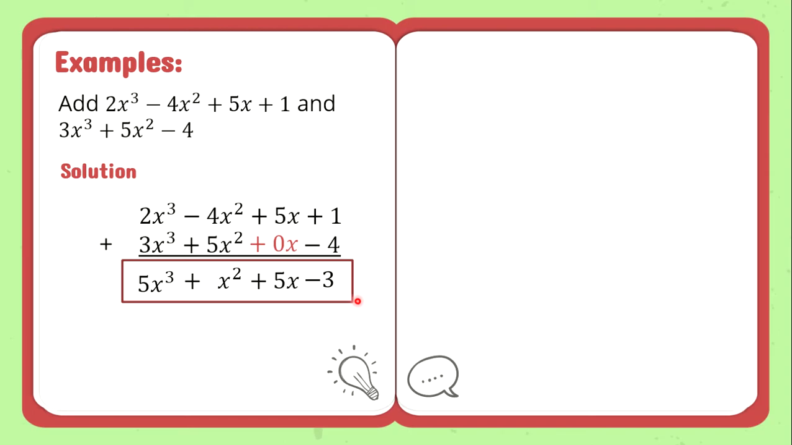Because as you can see, they are arranged in descending order. So here, the degree is 3, here is 2, here is 1, and this is 0. Therefore, it is already in descending order and is the final answer.